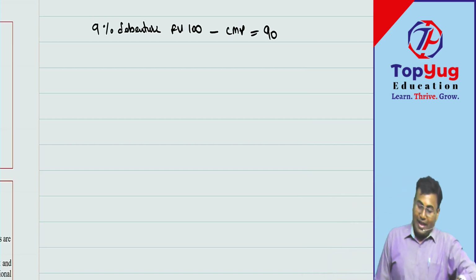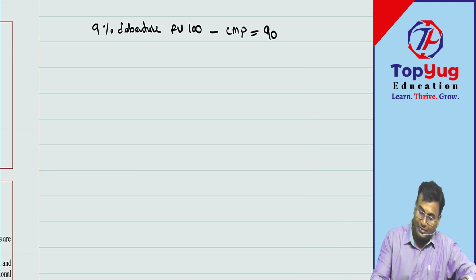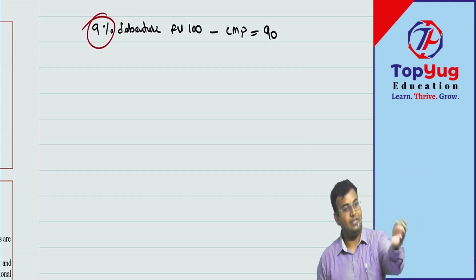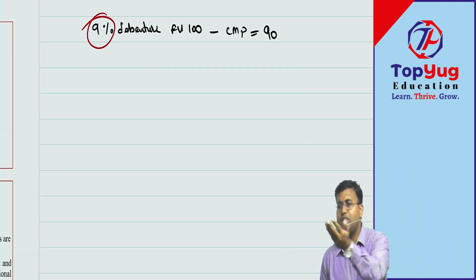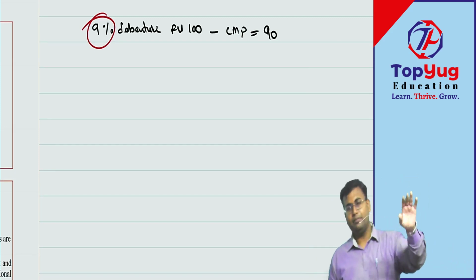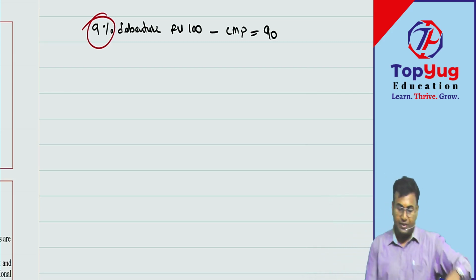Now, 9% debenture, face value 100, current market price 90. The problem here is I have to discuss only two concepts. What do you mean by this 9%? What is the terminology which you use? There is one simple terminology which we use for this 9%. Can you tell me? Interest is okay, but there is a terminology which we use generally. Script. This is a script.